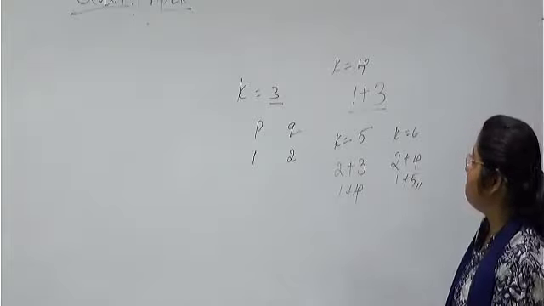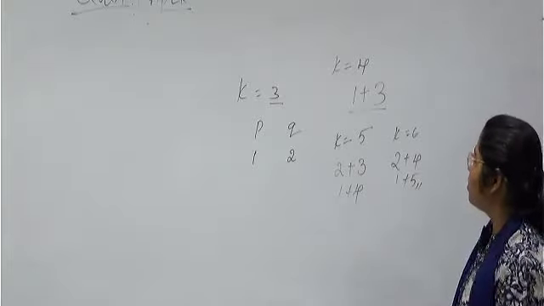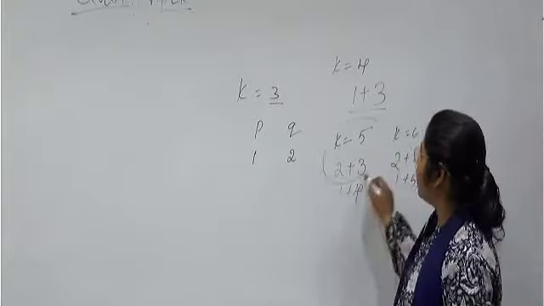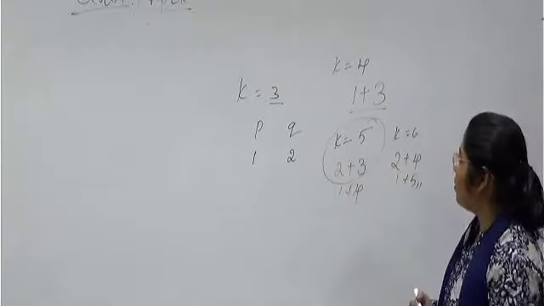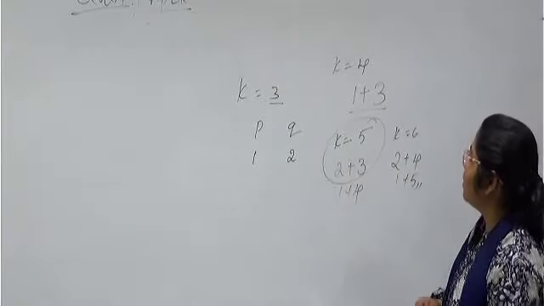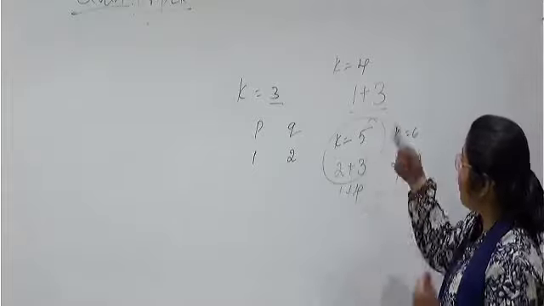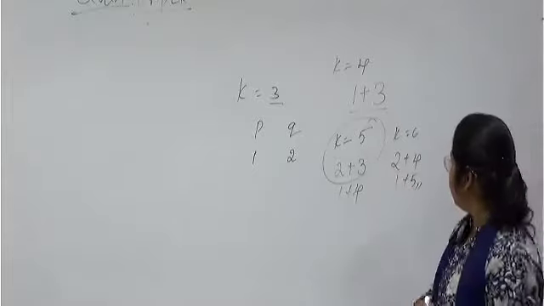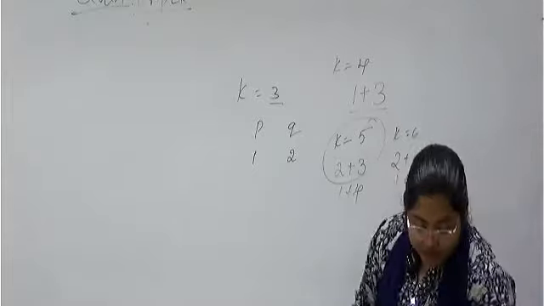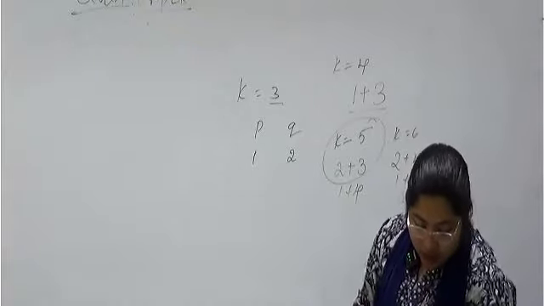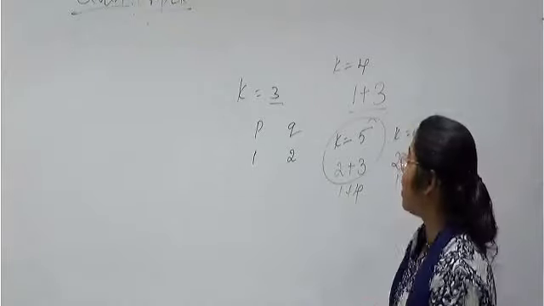Exactly. Yes or no? So K is 5, 2 plus 3. Then it is given: K that does not determine P and Q uniquely.